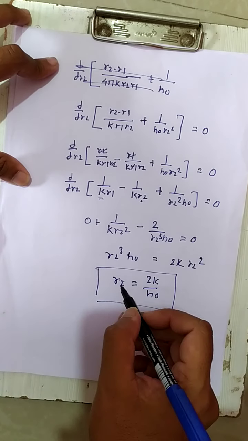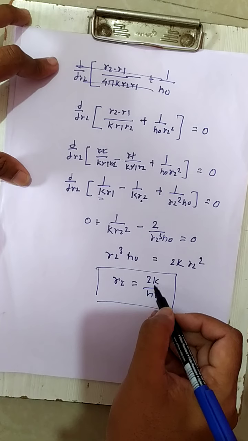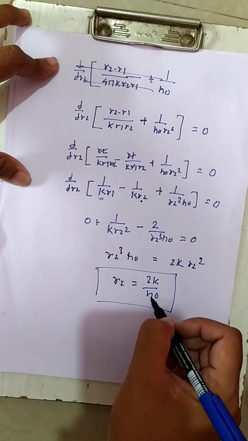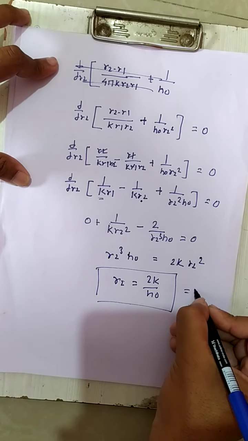So this is the critical radius of insulation for the sphere, r2 is equal to 2k by ho. It is also called rc.